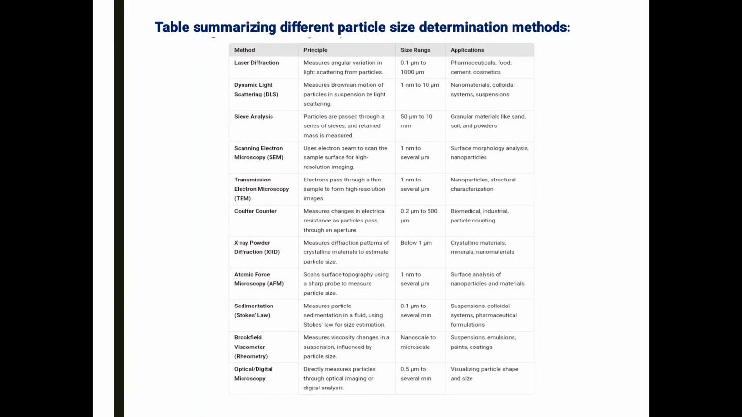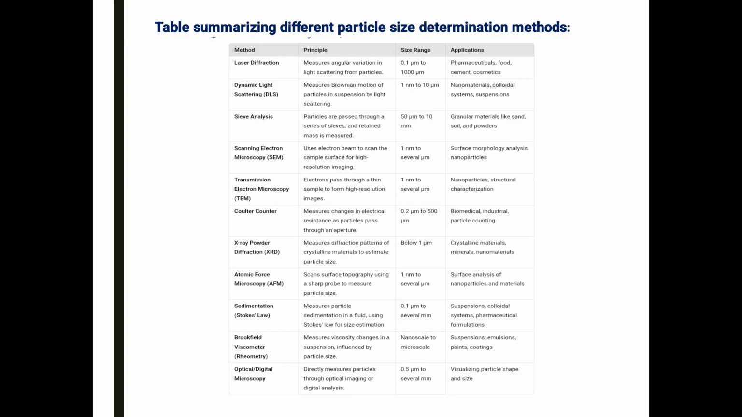This is a table summarizing different particle size determination methods. Laser diffraction measures the angular variation in light scattering from particles. Size range 0.1 micrometer to 1000 micrometer. Applications: pharmaceuticals, powders, food, cement, cosmetics. With laser diffraction, it can determine the particle size. Next, dynamic light scattering, DLS method. Dynamic light scattering measures Brownian motion of particles in suspension by light scattering, 1 nanometer to 10 micrometer. Applications: nanomaterials, colloidal systems, suspensions.